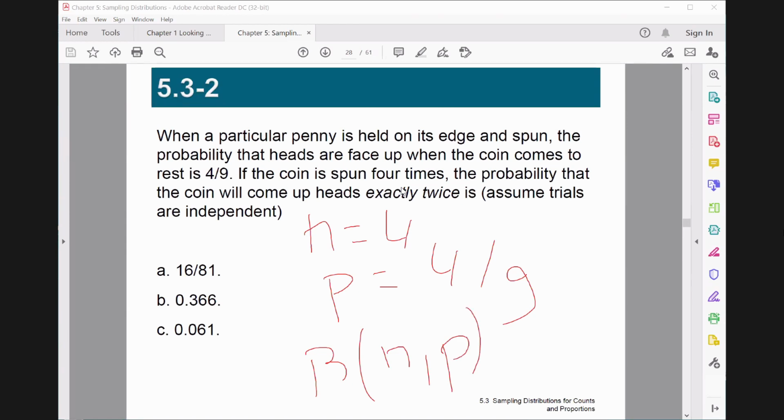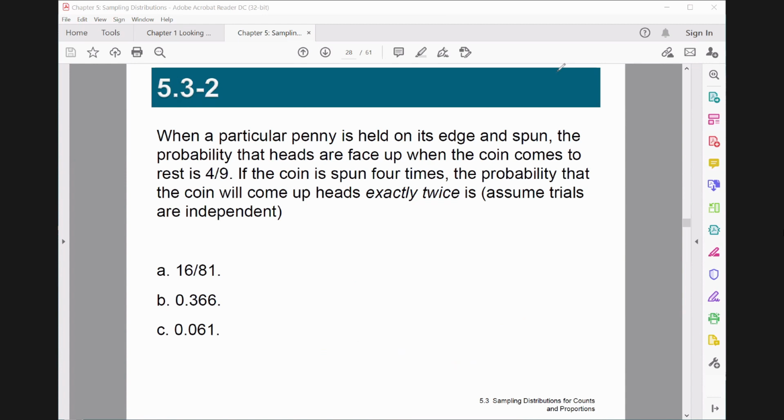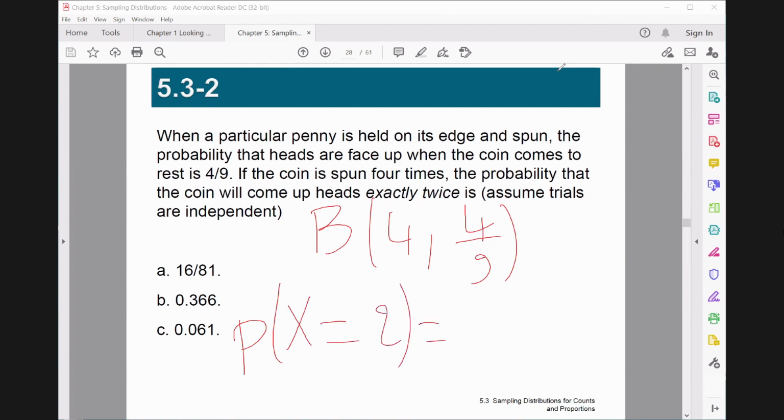Then what is requested? The probability that the coin will come up exactly twice, assuming trials are independent. Then we request the probability of exactly twice, the probability of x. To summarize, we have a binomial distribution where n equals 4 and p equals 4/9, and we request the probability of x equals 2.